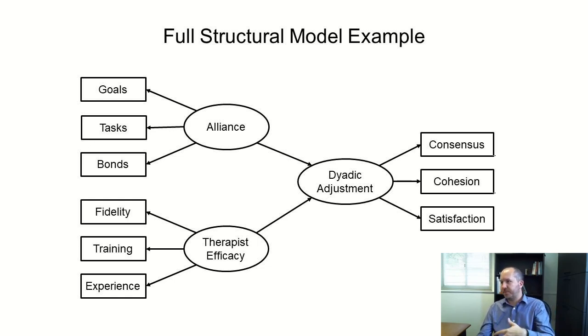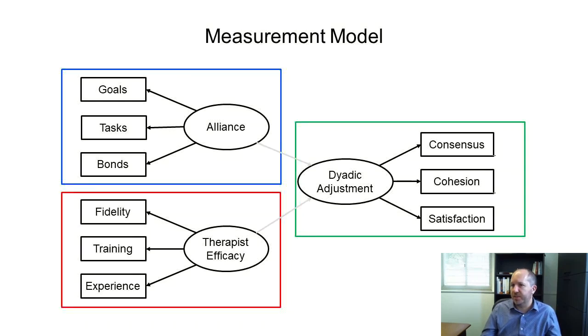So in this example here, we would be looking at the therapeutic alliance and the therapist's efficacy and how that predicts dyadic adjustment. And you can have measures pre and post treatment, but we'd be considering what that looks like post treatment. So the measurement model piece of this is each of these 3 pieces and squares here, where we have the blue, the red, and the green. Each of those make up the measurement model.